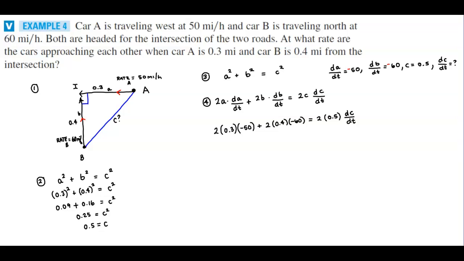So when we multiply 2 times 0.3 times negative 50, we get negative 30. When we multiply 2 times 0.4 times negative 60, it gives us negative 48. And that's going to equal 2 times 0.5. Well, what's 2 times 0.5? That's 1. So we have dc over dt. Therefore, the rate at which the cars are approaching each other, dc over dt, is going to equal negative 78 miles per hour.